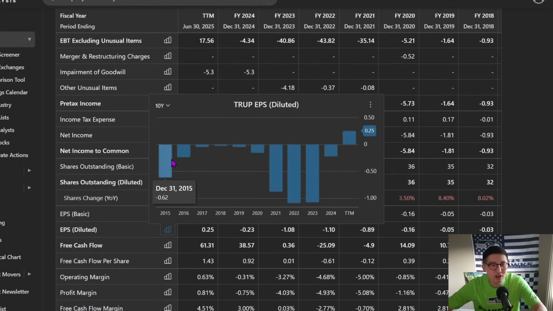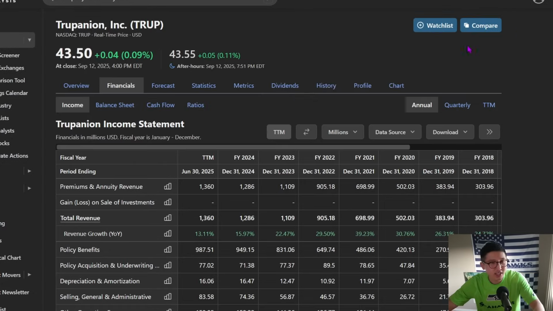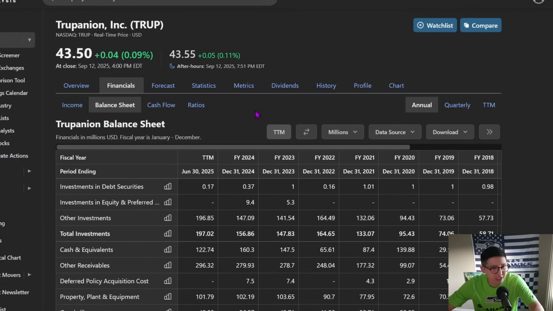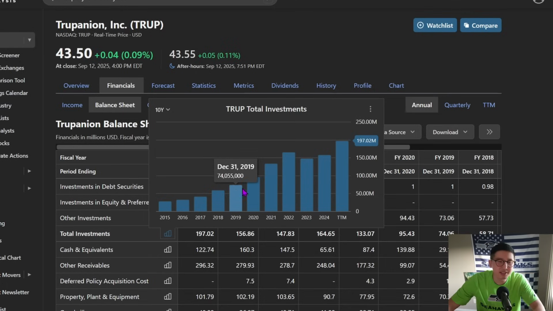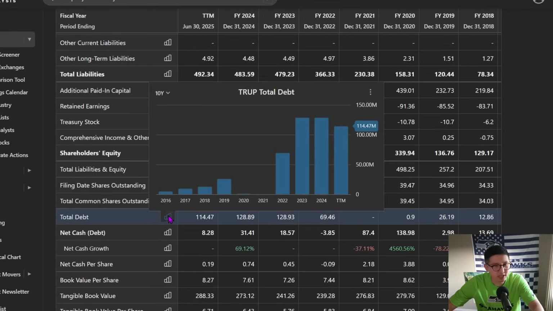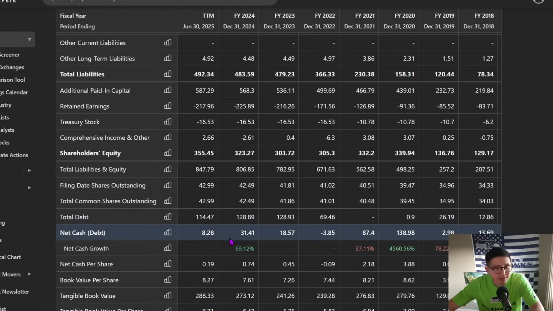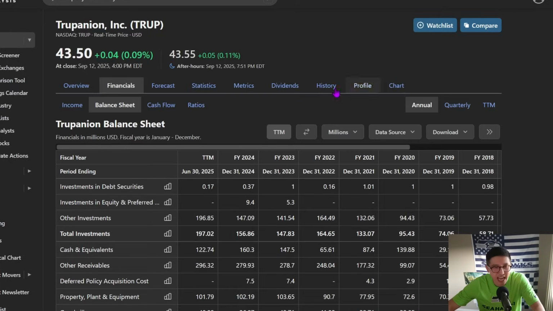Okay, so they were unprofitable up until now. So this is a company that is finally in the green. So that's another check in the box. 2 for 2 is good. What about their balance sheet? Are they cash heavy? And because this is an insurance company, I take a look at their float, which is represented by the total investment. Looks pretty good, 197 million. And their total debt is 114 million. So after accounting for all of the debt that's on the books, they have $8 million of cash left over. So it's a cash heavy company. I would argue their balance sheet looks pretty good.